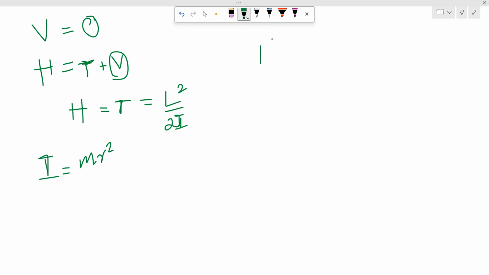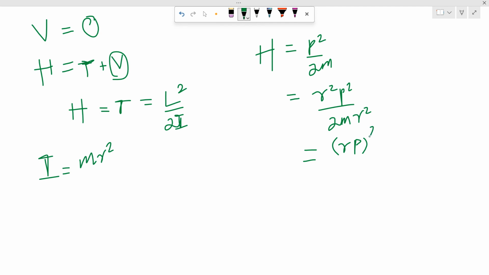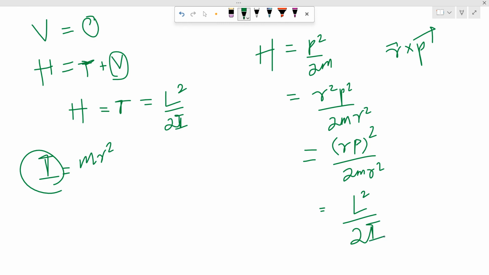So how did we get to this? H is equal to p square by 2m. Now I multiply and divide by r square, giving r p whole square divided by 2m r square. Now r cross p is your angular momentum; if I multiply r with any linear quantity, it becomes angular. So L square by 2 m r square, and m r square is I, so H is equal to L square by 2I.